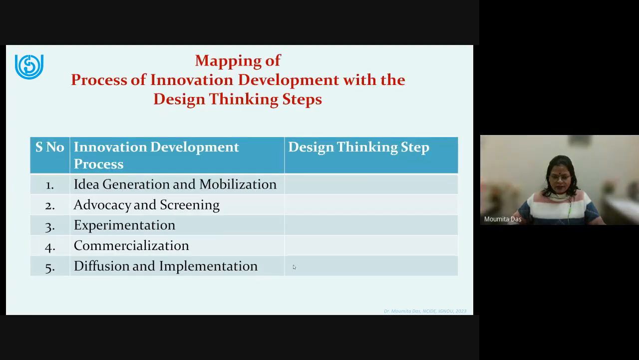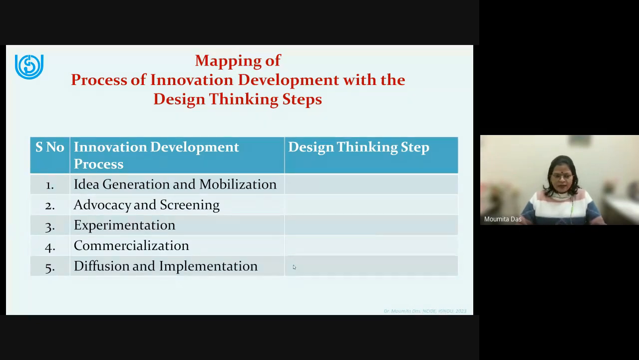So here is an exercise I wanted to map, because there are so many concepts on innovation, and there is an overlap between these kinds of concepts. So this is just an exercise for you to understand the interrelationships between the different concepts.